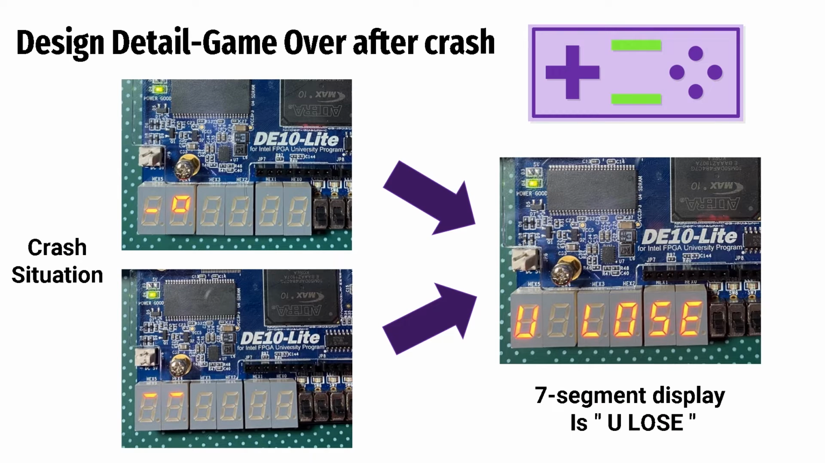Let's see our design details. Game over after a crash. There are 2 crash situations. Let's see the left 2 pictures. We will see the ball alien crash into the player, and the noodle alien touch the player. If we crash, the 7-segment display shows "you lose".